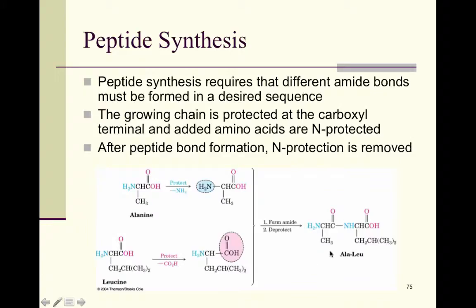In this case, again, we have alanine first and leucine second. Well, if we didn't protect the group, we would also get a mixture where we have alanine second. So what we can do is protect the nitrogen group here. We can also protect the COOH group here and form the one that we really want. After the peptide is formed, the end protected group is then removed.